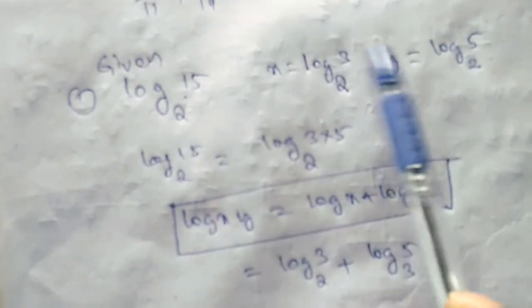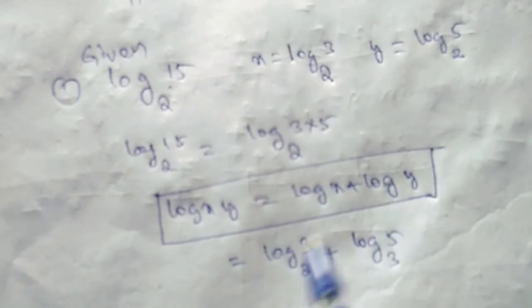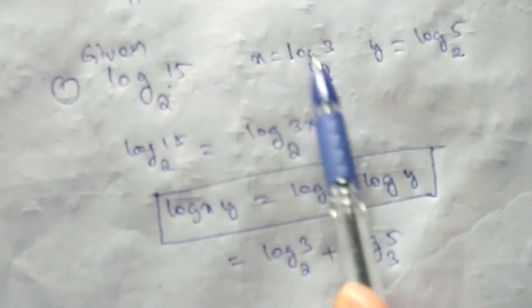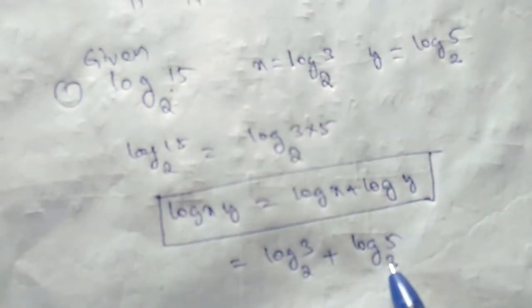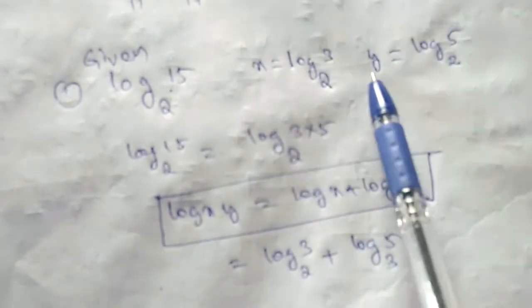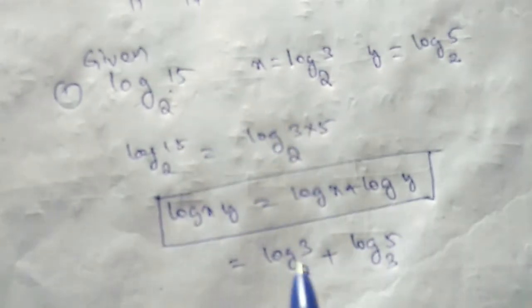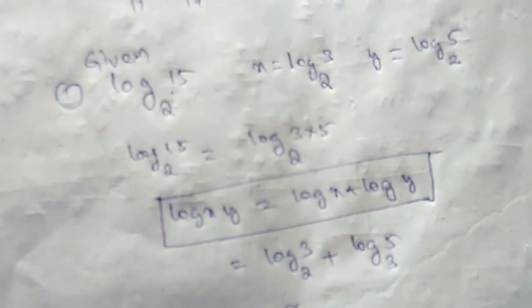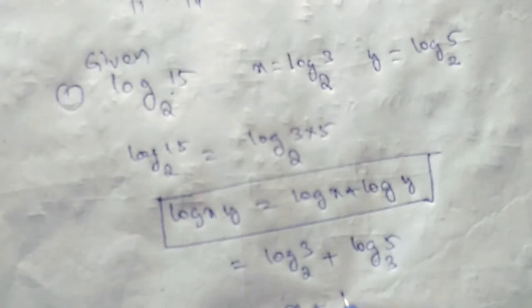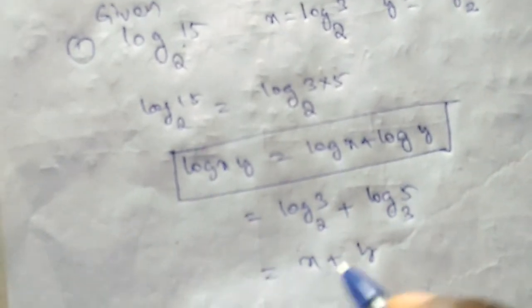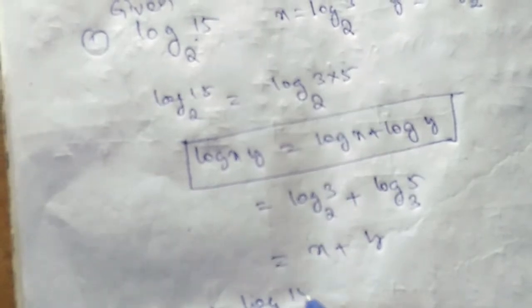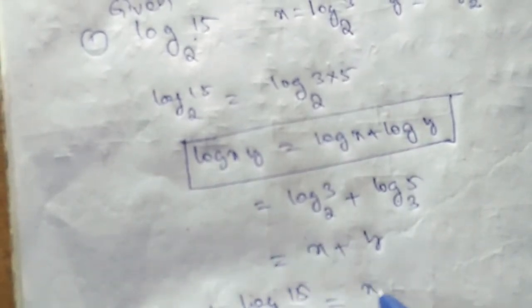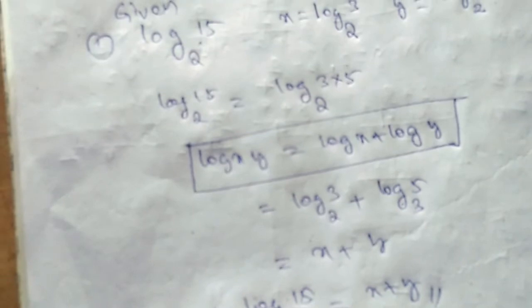What is given? Log 3 base 2 is equal to x, and log 5 base 2 is equal to y. So instead of this I can write x, and instead of this y. Therefore, log 15 base 2 is equal to x plus y.